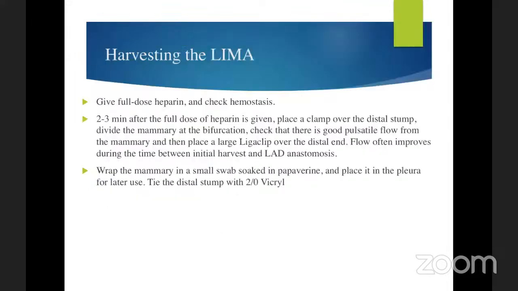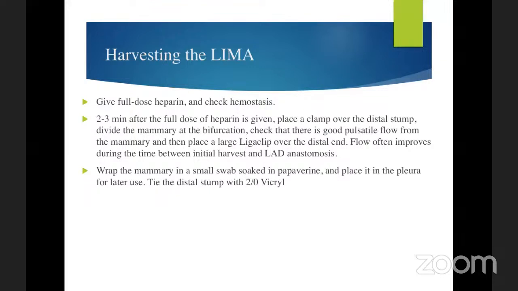Give full dose heparin and check hemostasis. Two to three minutes after the full dose of heparin is given, place a clamp over the distal stump, divide the mammary at the bifurcation, and check that there is good pulsatile flow from the mammary. Then place a large Ligaclip over the distal end.